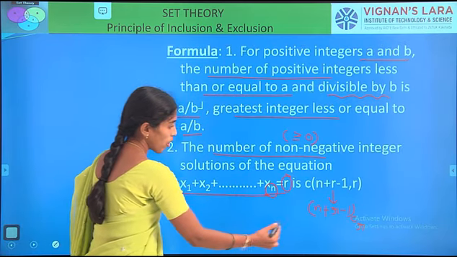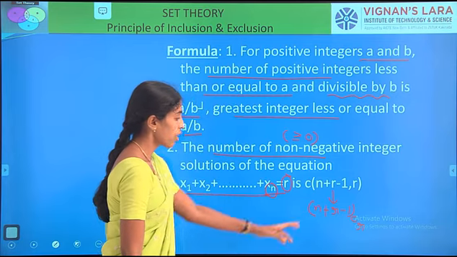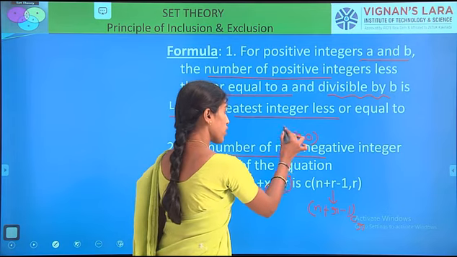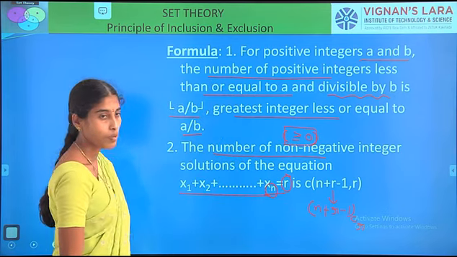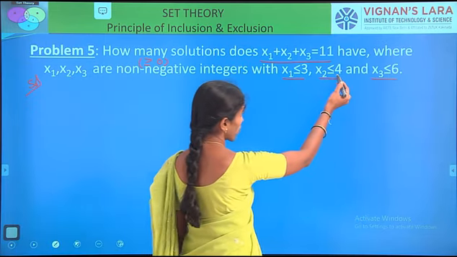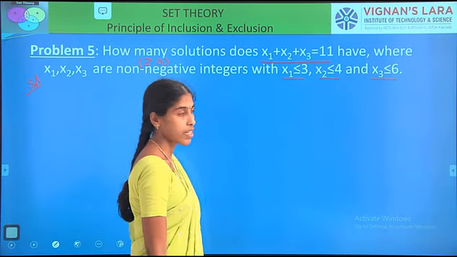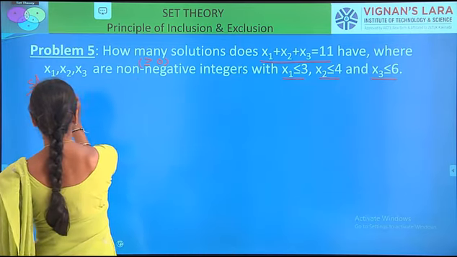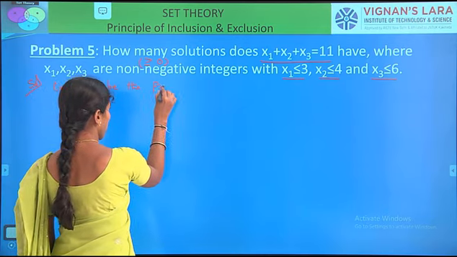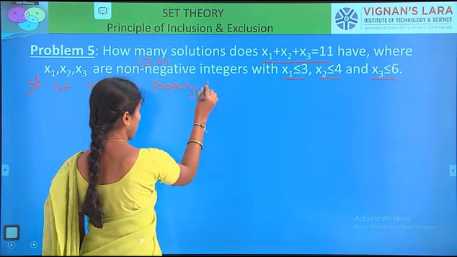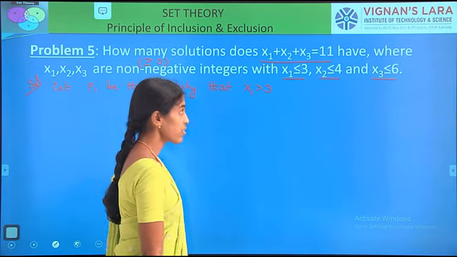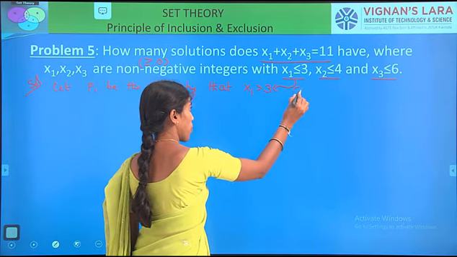We have this formula: n plus r minus 1 C r, where n is the number of variables and r is the right side value, but our only constraint is that each must be greater than or equal to 0. But here the extra conditions are x1 less than or equal to 3, x2 less than or equal to 4 and x3 less than or equal to 6. For that, let P1 be the property that x1 is greater than 3. That means for this one we take its complement.